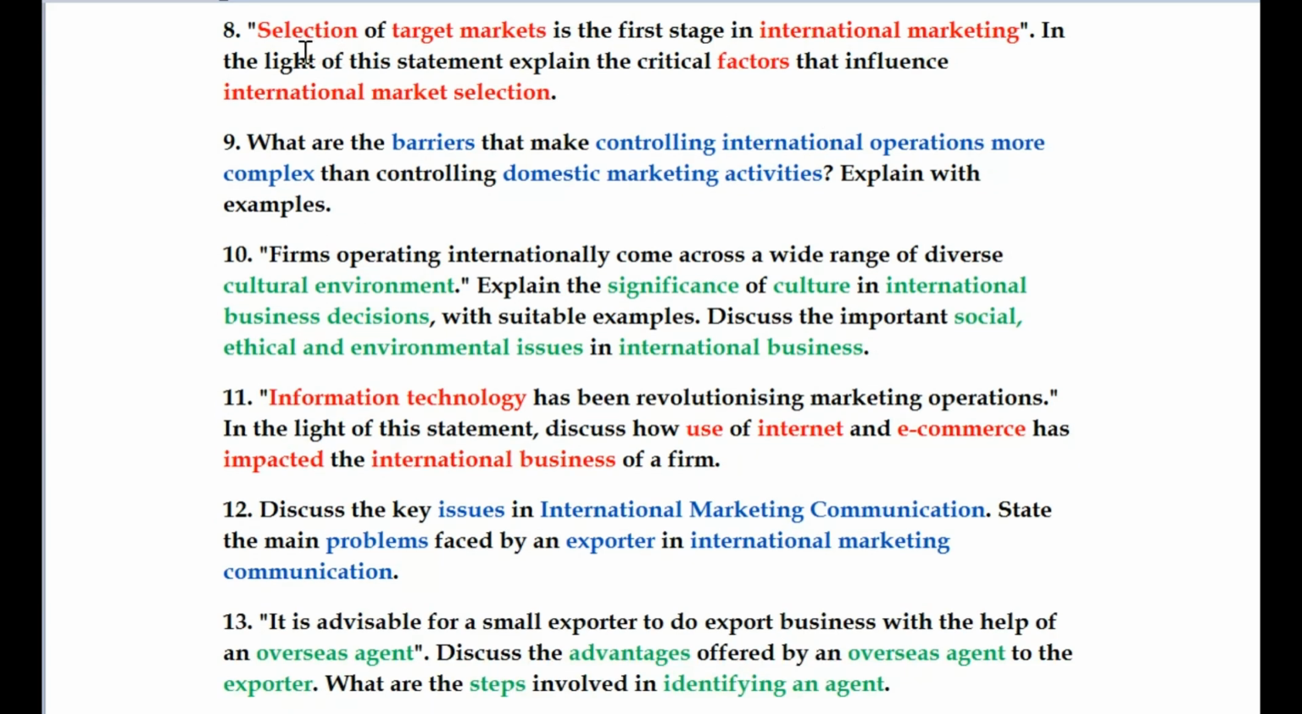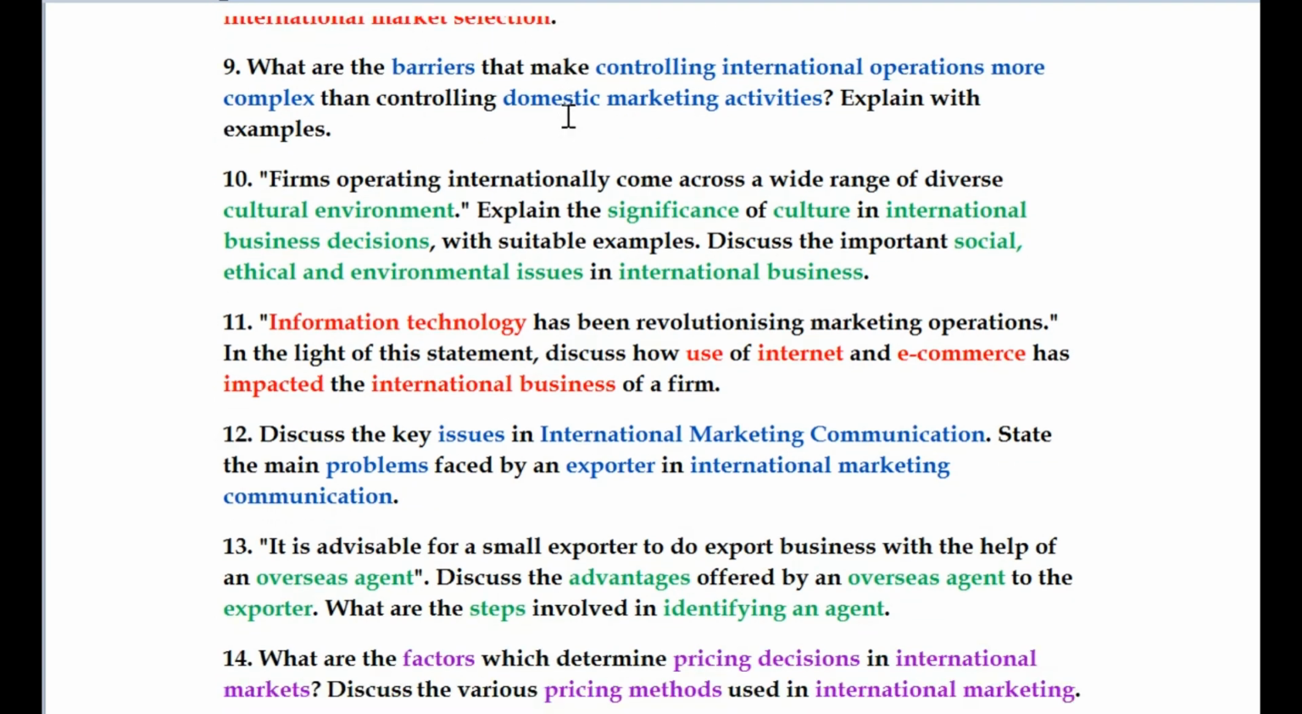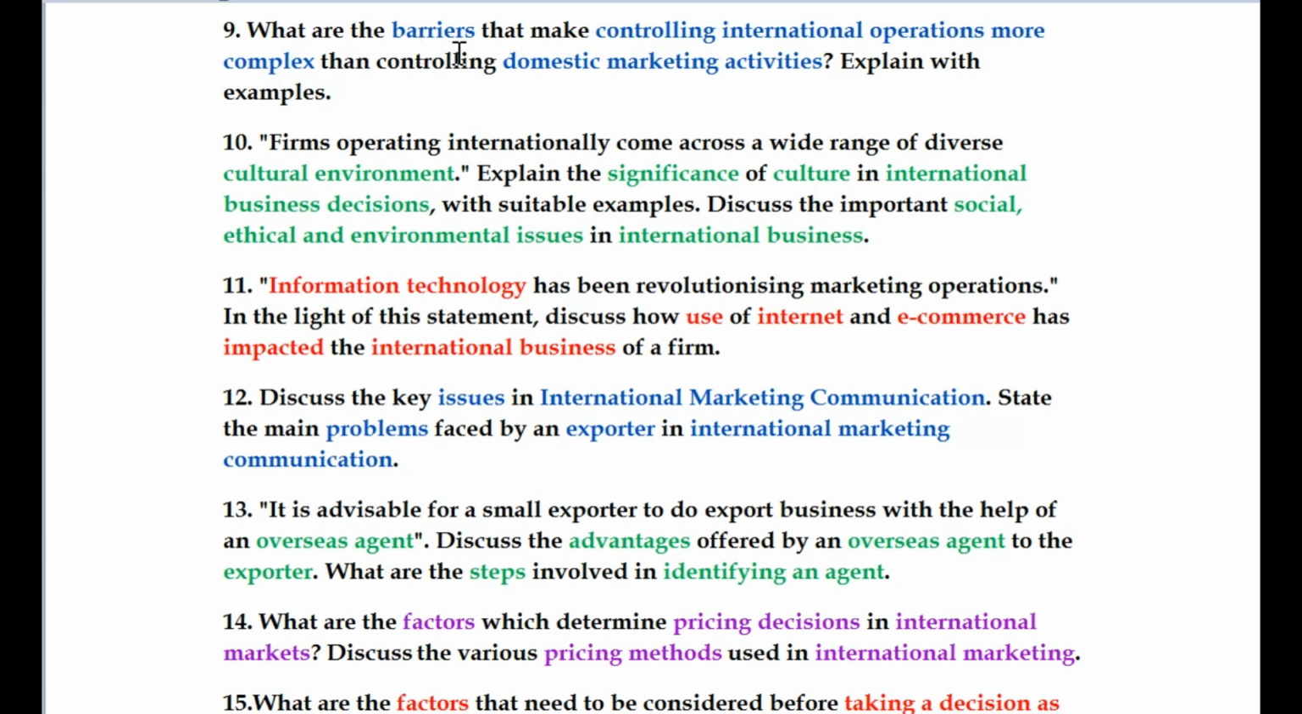The next question is on selection of target markets, that is the first stage in international marketing. Explain the statement and explain the factors that influence international market selection. The next question is on barriers which make controlling international operations more complex than controlling domestic marketing activities.